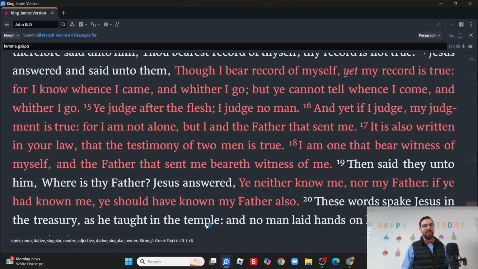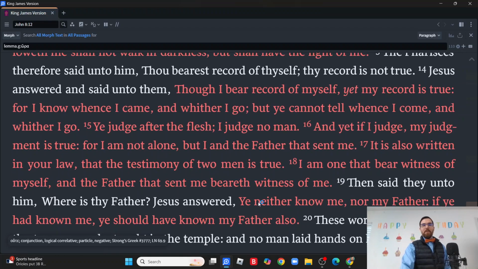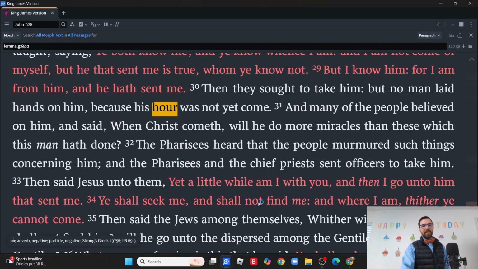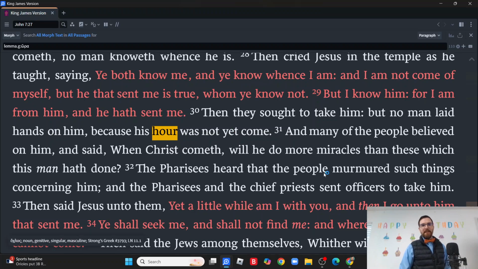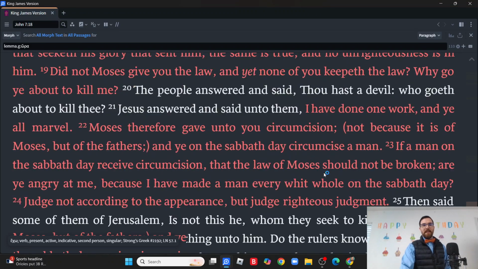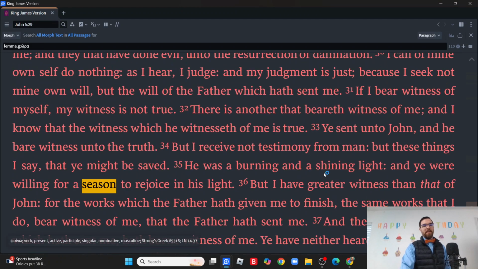These words spake Jesus in the treasury as he taught in the temple, for no man laid hands on him, for his hour was not yet come. It wasn't time, not yet, right? They sought to take him, but no man laid hands on him because his hour was not yet come. And again, this is a repeated phrase through John. Oh, that's interesting. This is the word for hour, but they translate it as season.